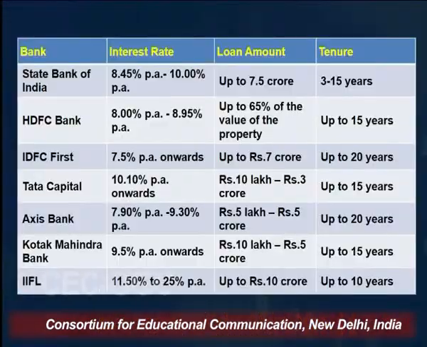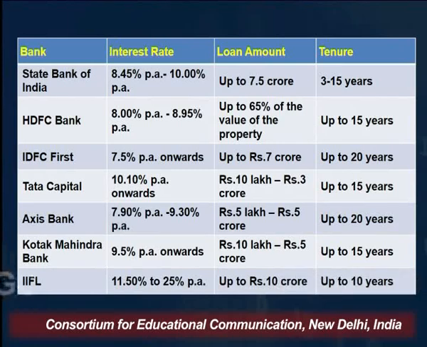Now coming on to what are the best loan against property schemes. So here are a few examples. Starting with the State Bank of India, the interest rate is 8.45% to 10% per annum. The loan amount is up to 7.5 crores and the tenure is 3 to 15 years, followed by HDFC, IFC, Tata Capital, Axis Bank, Kotak Mahindra and IIFL.